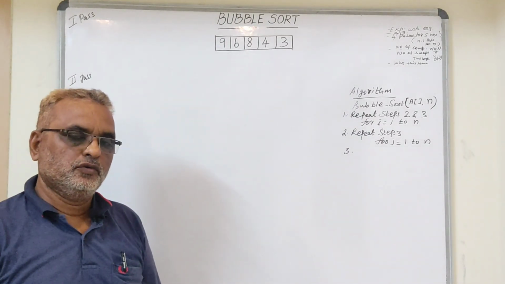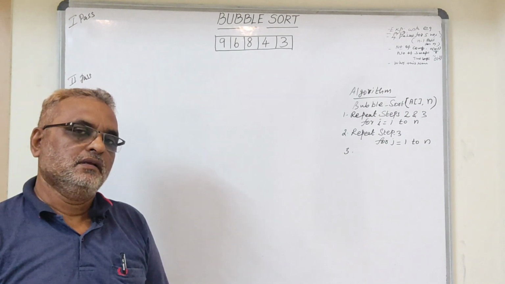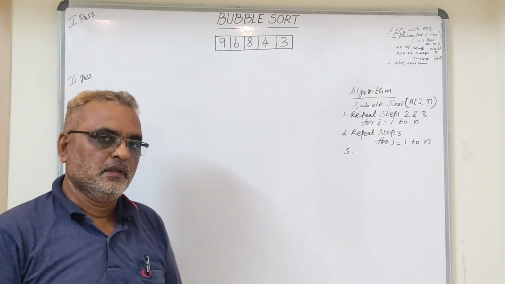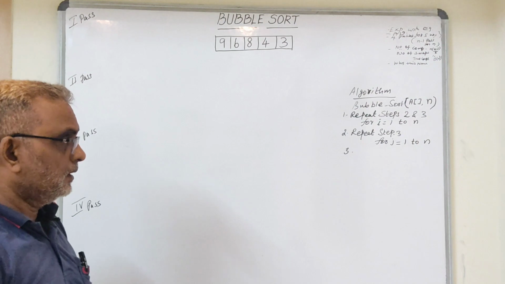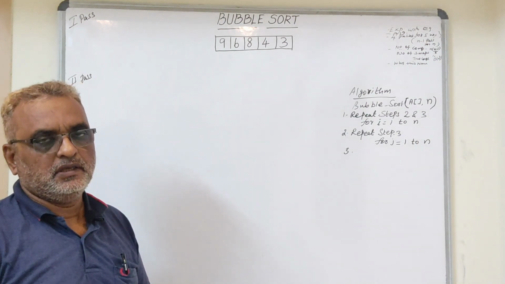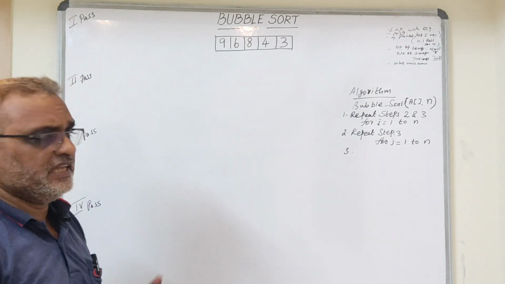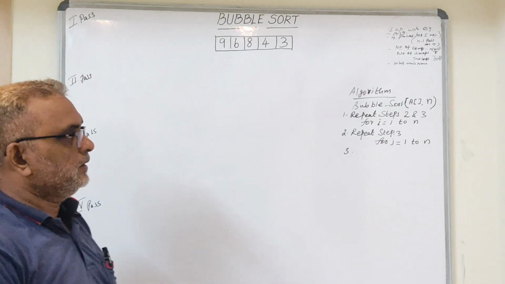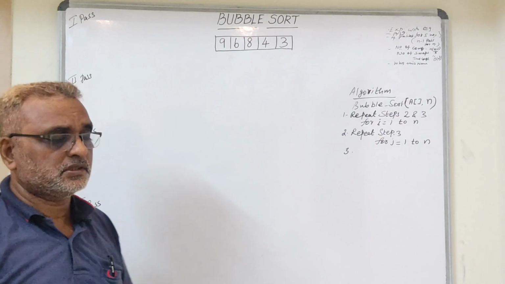In this video, we are going to discuss another important concept from data structures and algorithms, that is bubble sort. Bubble sort is a very common procedure, a basic method of sorting any given number of values. Let us see how this algorithm works.